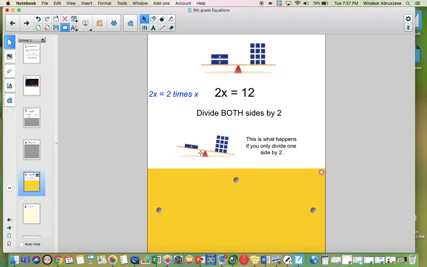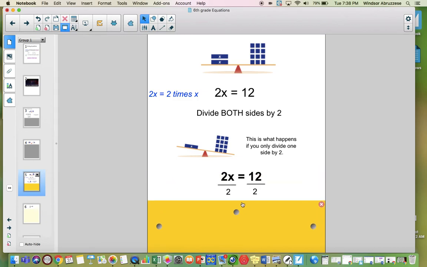Here I have a little picture. This is what happens if you only divide one side by 2. Look, I divided my x's by 2, but not the other side, so it's not balanced. So I'm going to divide both sides by 2. Again, use the fraction bar. That means divide. So what does x equal? 6.